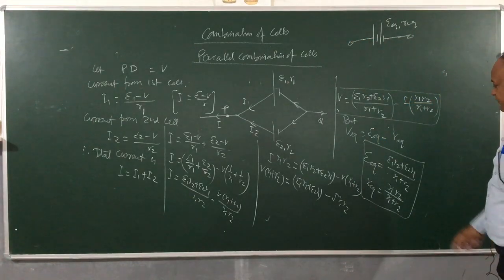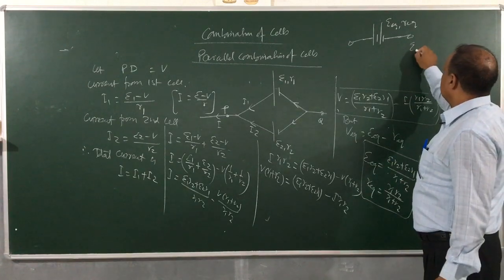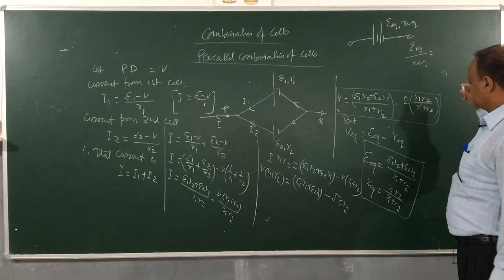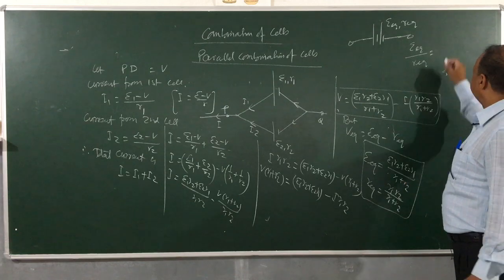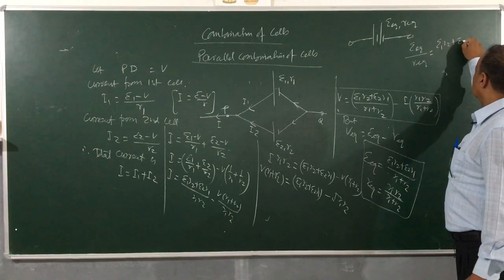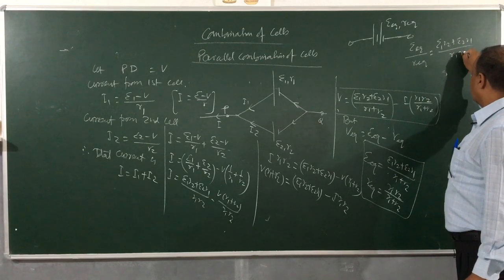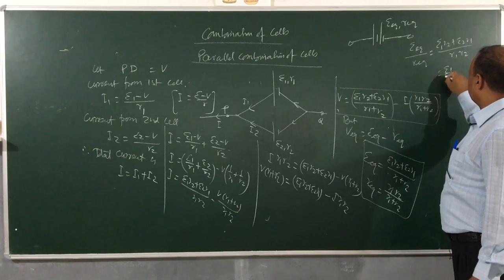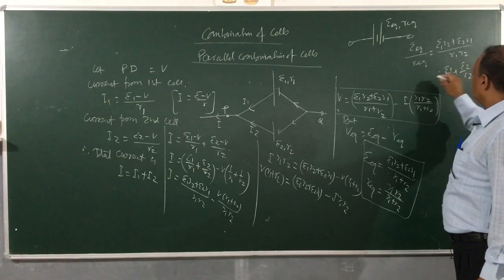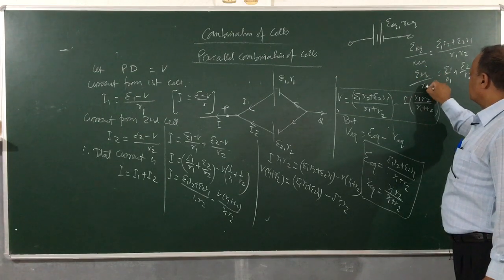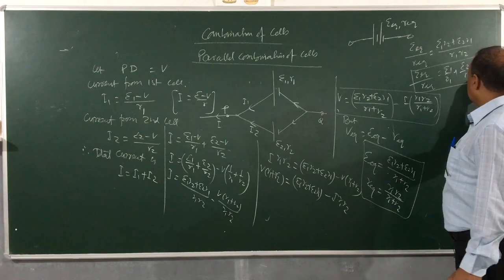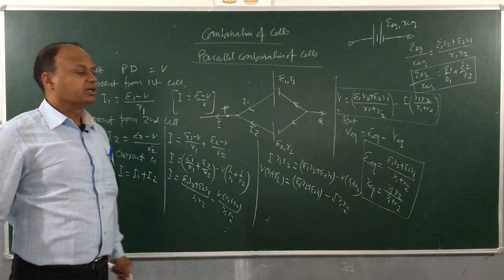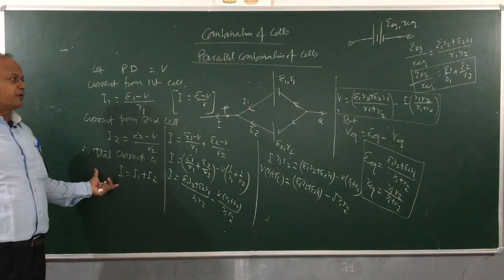Clear? If I divide, then I will be getting E equivalent by R equivalent. R1 plus R2 will cancel out. So what will you get? (E1 R2 plus E2 R1) divided by R1 R2. And if you divide this, you will be getting E1 by R1 plus E2 by R2. So this is another interesting equation you have. Children, you will remember this. E equivalent divided by R equivalent is equal to E1 by R1 plus E2 by R2. So this is an important discussion we had.